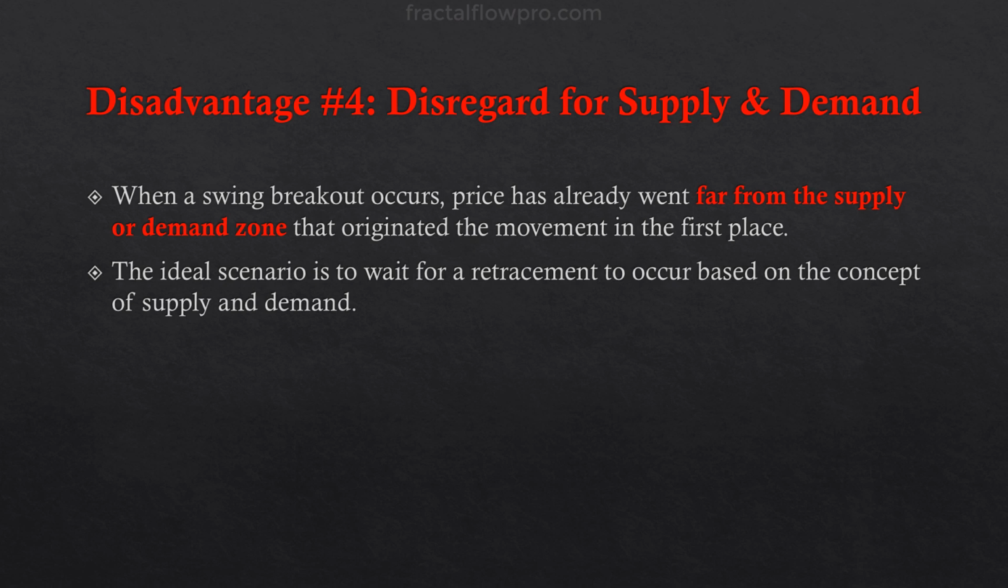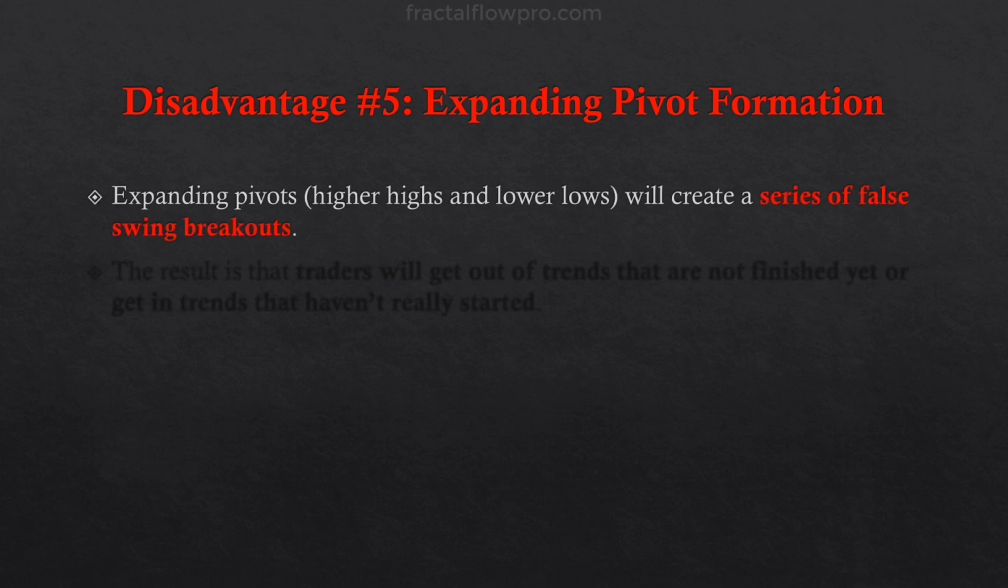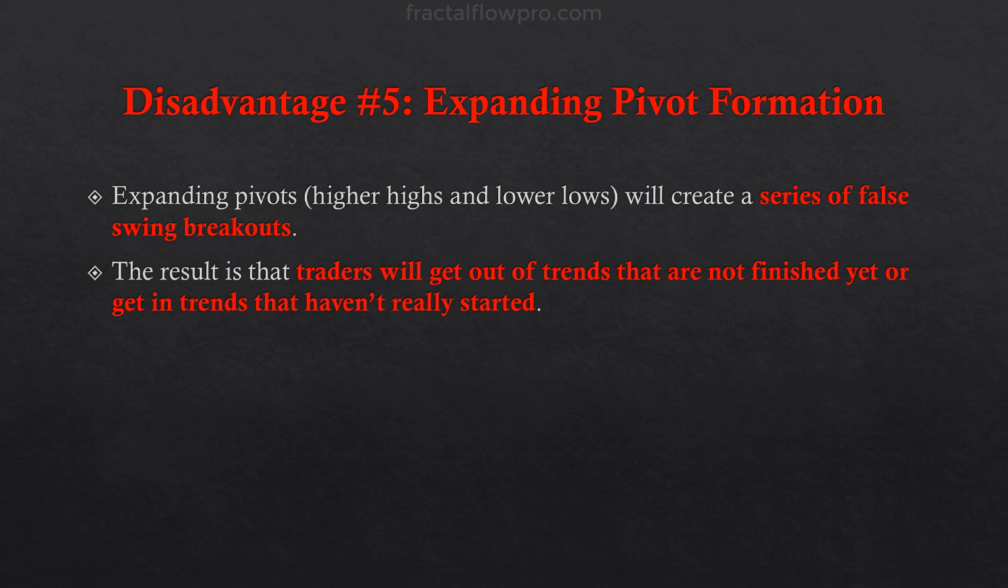One of the strongest pieces of evidence against the use of swing breakouts as a reversal signal lies in a situation called expanding pivot formation. This situation is characterized by higher highs and lower lows. In other words, the market gradually increases volatility and successively breaks highs and lows in alternating motion. This sort of situation is deadly for someone following the Dow theory rules and guidelines. The expanding pivot formation will generate not just one, but a series of false reversal signals, and that will obviously remove traders from trends that are not finished yet, or get traders into trends that haven't really started.